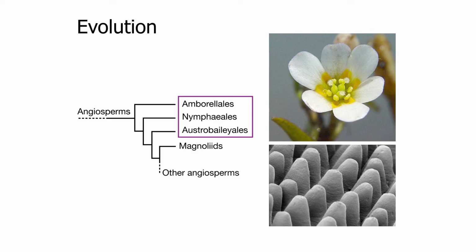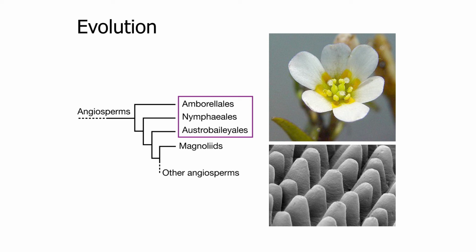Is the reason that lots of flowers don't have it actually that it's evolved multiple times and perhaps it hasn't evolved in all lineages? So if we go to the base of the angiosperm phylogenetic tree, the very base of that tree I showed you a minute ago, the earliest diverging angiosperm orders that we still have are the Amborellales, the Nymphaeales, and the Austrobaileyales.